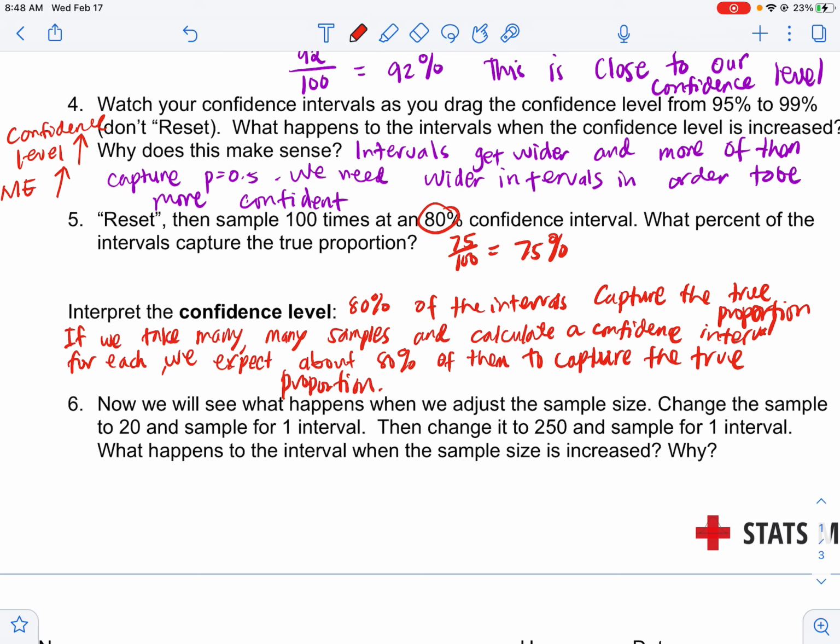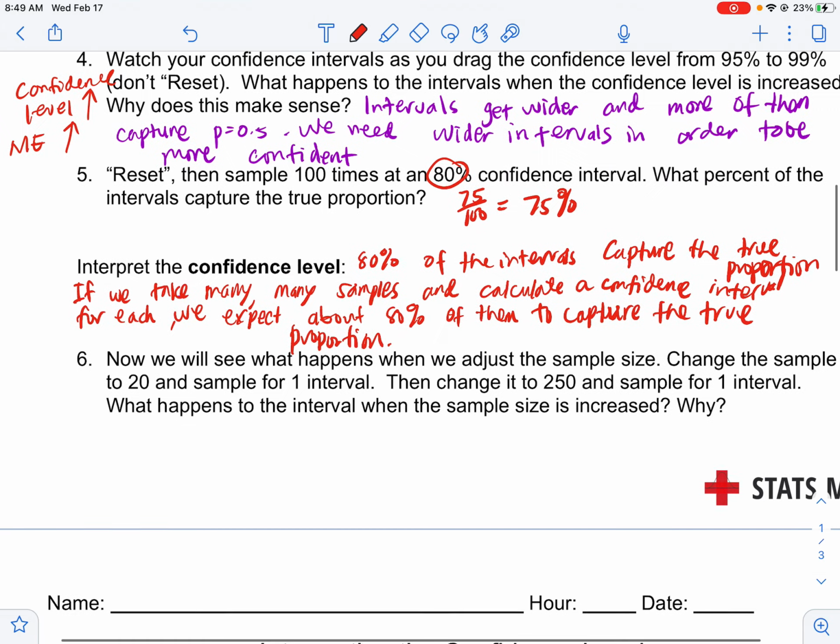Now, we will see what happens when we adjust the sample size. Change the sample size to 20 and sample for one interval. So I think we have to reset and then change it to 250 and sample for one interval. What happens to the interval when the sample size is increased and why?